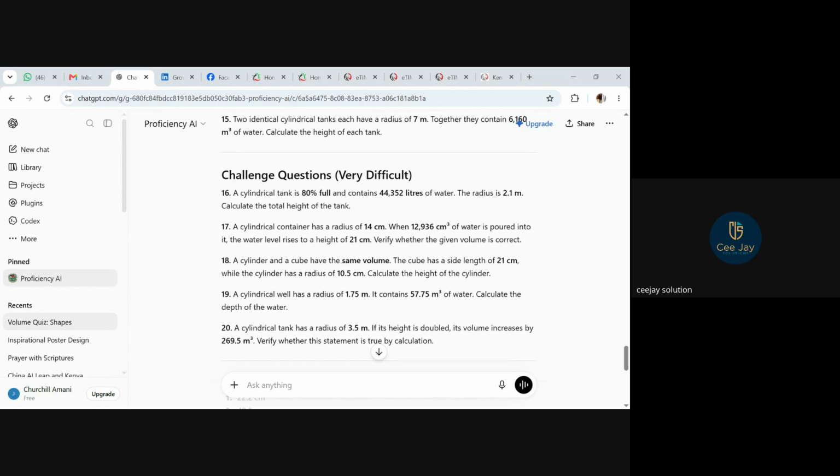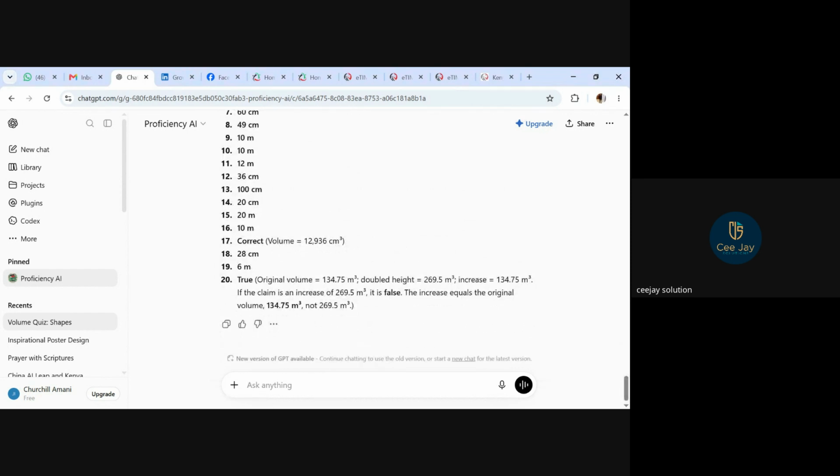Twende hapo tu saa hii tu generate tuone hizo my example. Surface area of an open cylinder.